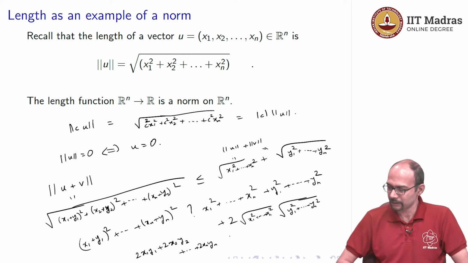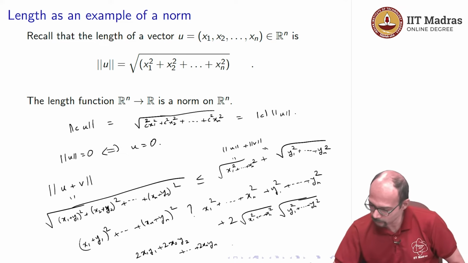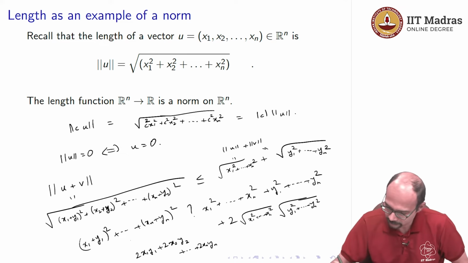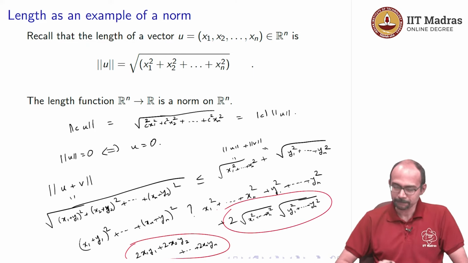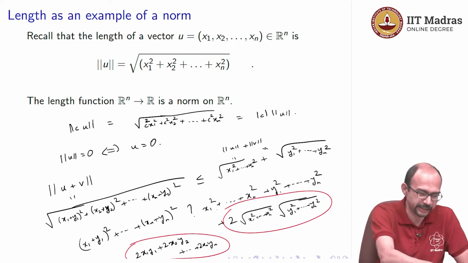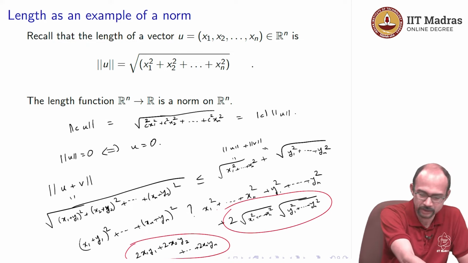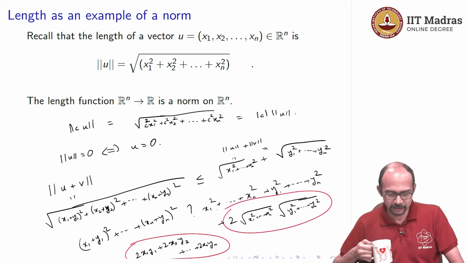And now I will leave it at this point. So you can cancel off the 2's as well. So you have to compare this term with this term here, and I will maybe not get into a proof that this is less than or equal to that. It's something you can do. Okay, so the length function is a norm on Rn.